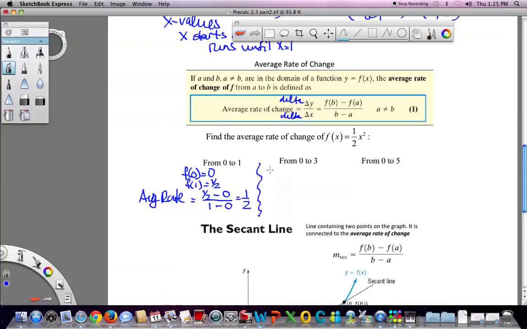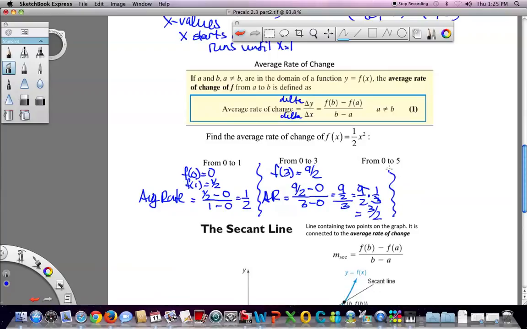From 0 to 3, what would be the average rate of change? So f(3) would be a half times 3 squared, which is 9, so that's 9 over 2. So the average rate of change would be 9 over 2, f(3) minus f(0), which I still have, divided by 3 minus 0. So that's 9 over 2 divided by 3, which means you would have to do 9 over 2 times 1 over 3. Those cancel. So finally we end up with 3 over 2.